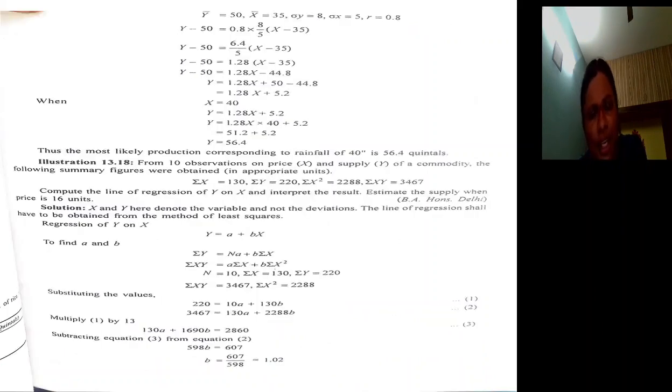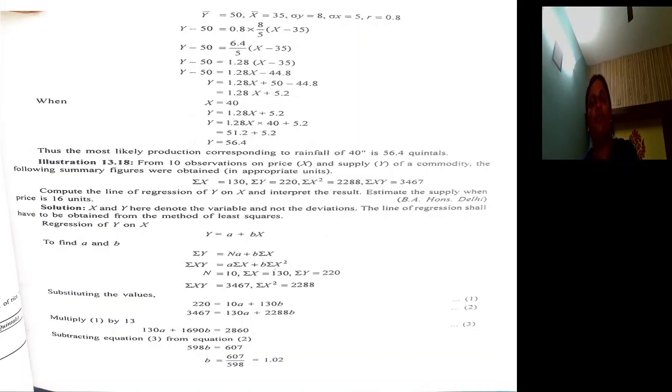So we have to start with the regression equation, regression equation y on x. y minus y bar is equal to byx into x minus x bar. Byx is nothing but r into standard deviation y divided by standard deviation x. Knowing standard deviation x, standard deviation y and the correlation between production and rain, we can have the equation y is equal to 1.28x plus 5.2.